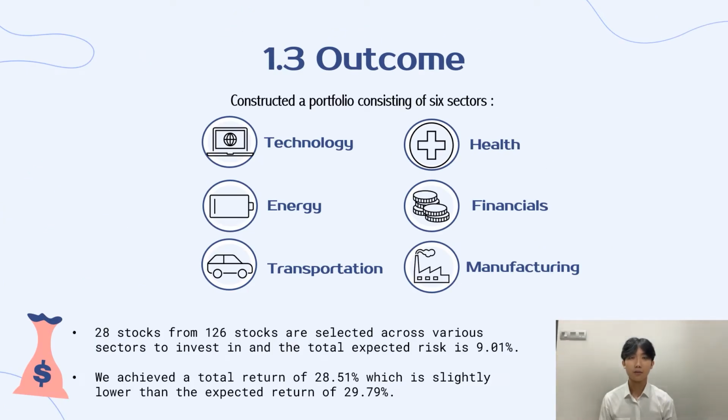According to our client preference, we have constructed a portfolio consisting of 6 sectors, which are technology, energy, transportation, healthcare, financials, and manufacturing. Hence, we have picked 28 stocks from the 126 stocks across various sectors to invest in, and the total expected risk is 9.01%. At the end of the year, we achieved a total return of 28.51%, which is slightly lower than the expected return of 29.79%.